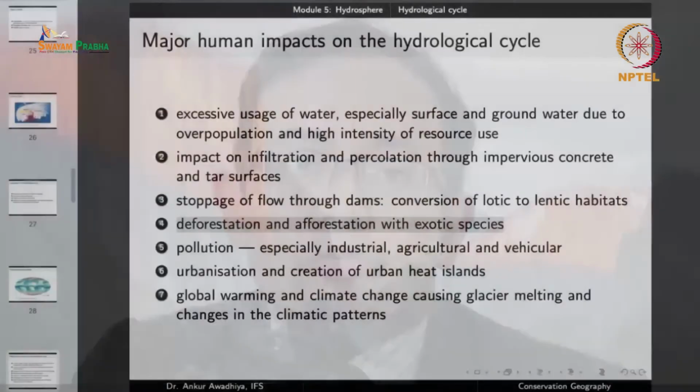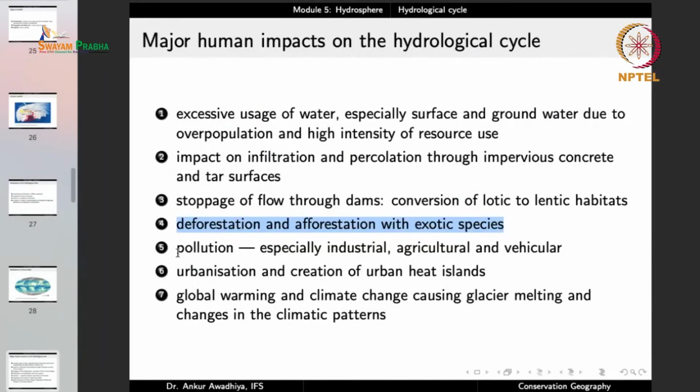Now these trees that are being brought from outside might not be that well suited to the habitat. So essentially it is possible that they take out a large amount of groundwater and release it into the air, which will lead to drying up of lands because they are not native species. They have not evolved to suit themselves to this particular habitat. So this is another impact that we are having.